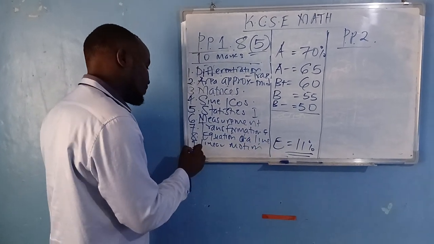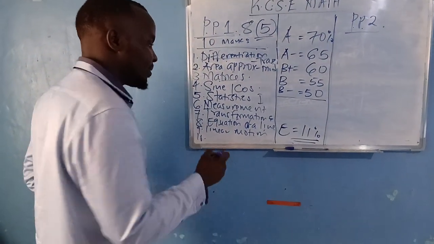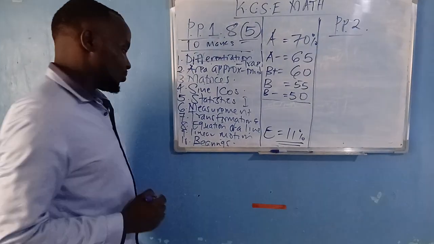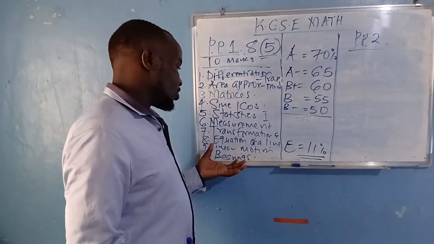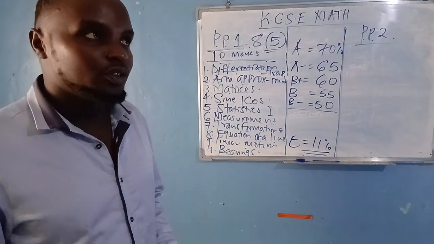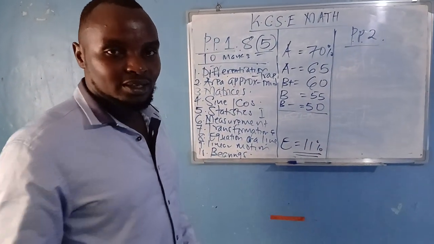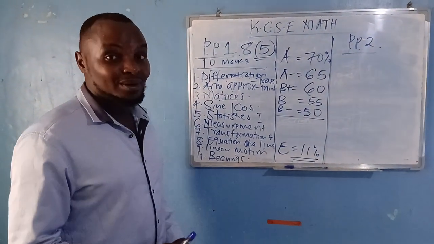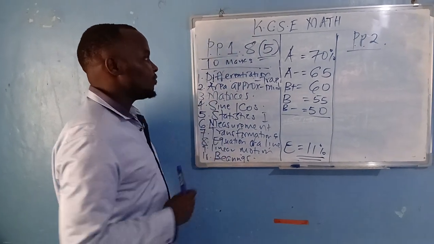We also have the Form 1 topics which are also common here, such as bearings and distances. A topic you should be very careful with because you need to be perfect for you to score in bearings and distances. We also have commission and also percentage increase and decrease, which are also very common. Rate, ratio, proportion and percentages is also a very common topic in Section B of Paper 1.